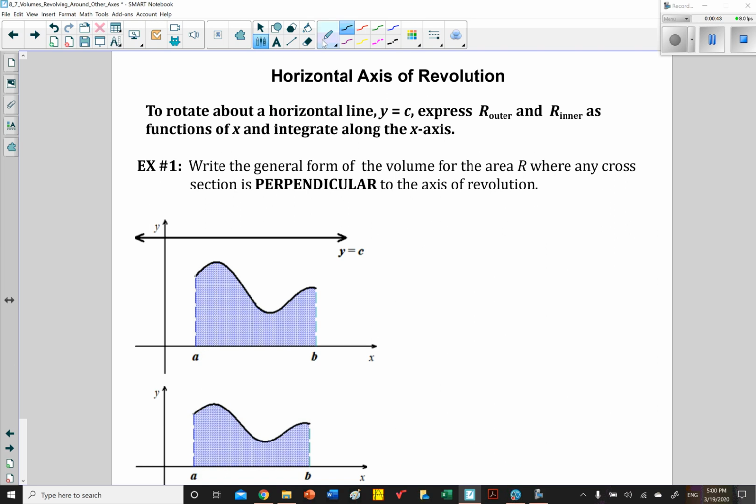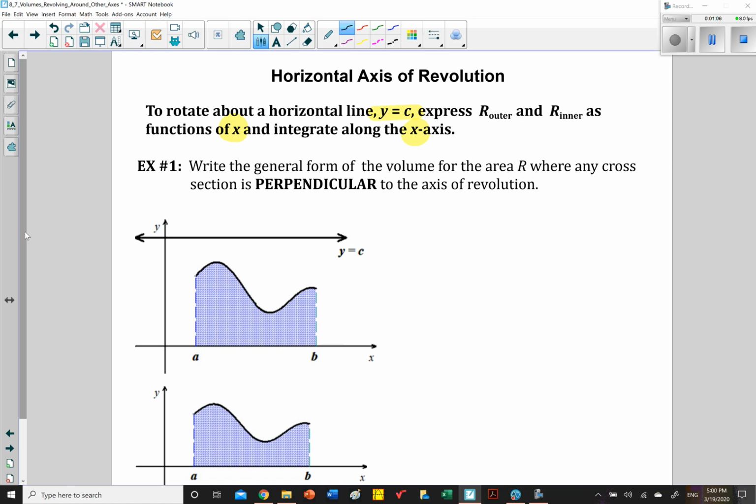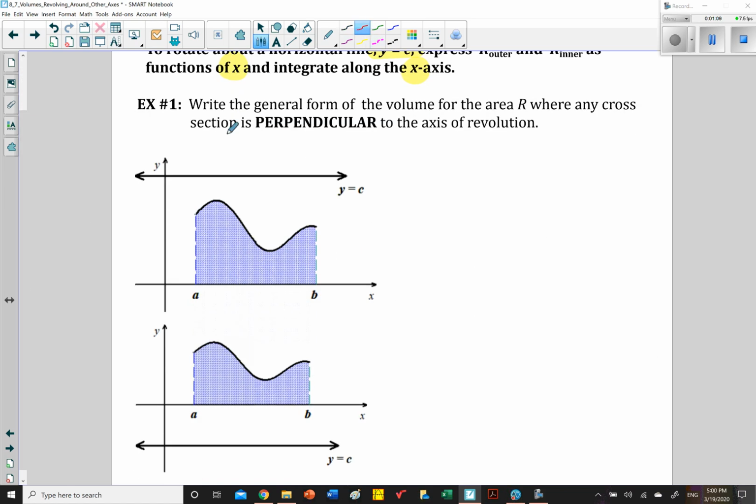If we're revolving around a horizontal line, such as y equals 2, y equals -4, 5, whatever, the outer radius and the inner radius are going to be functions of x, and we're going to integrate along the x-axis because it's a horizontal line. So it's behaving like an x-axis. This is just the general format. So here I have my outer radius back to the x-axis. We're revolving around here, and then my inner radius would be from here to here.